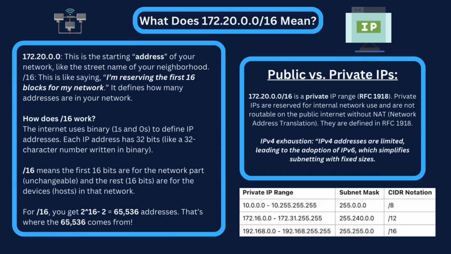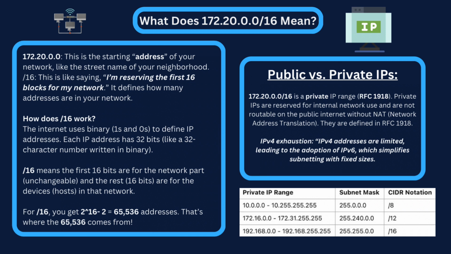What does 172.20.0.0/16 mean? 172.20.0.0 is the starting address of your network, like the street name of your neighborhood. The 16 is like saying, I'm reserving the first 16 bits for my network. It defines how many addresses are in your network. This is where subnetting starts.